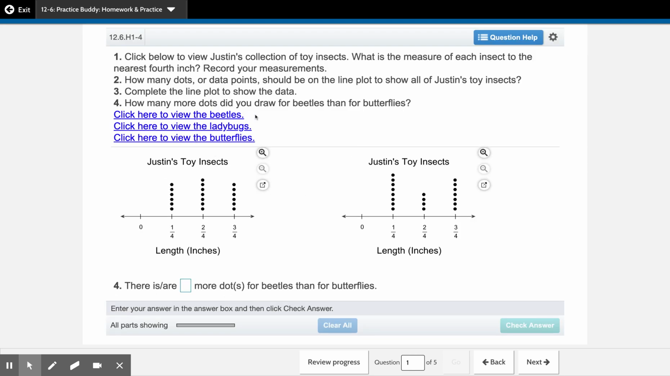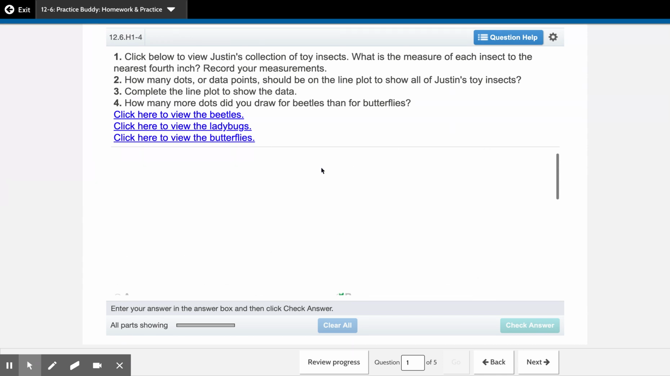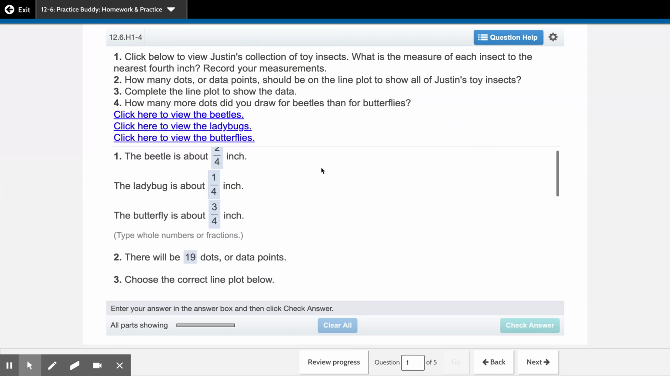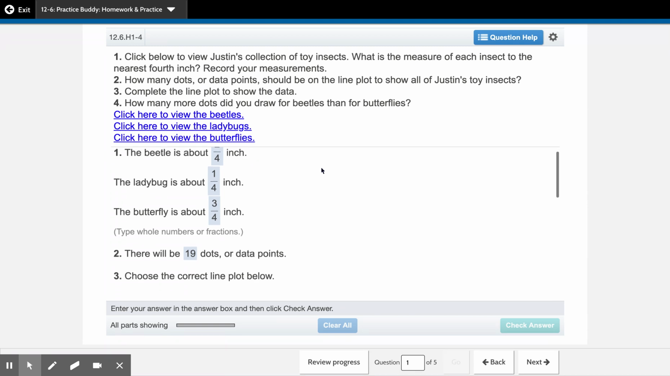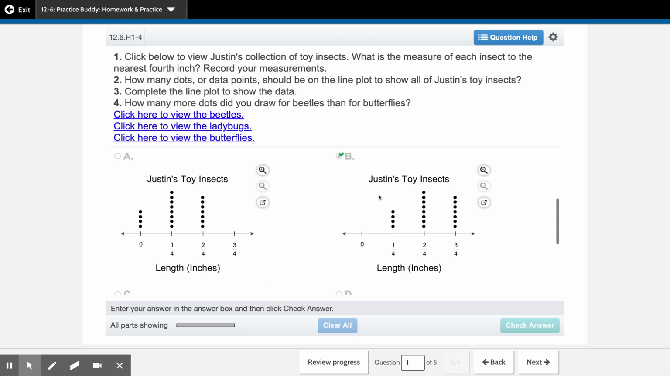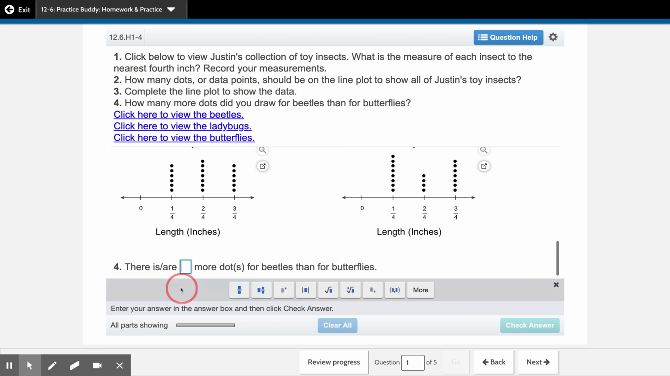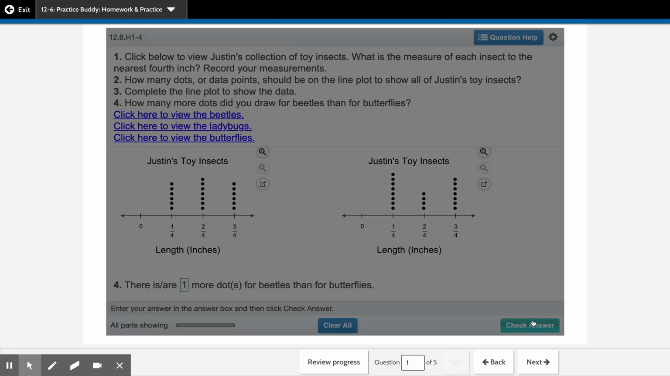And then how many more dots did you draw for beetles than butterflies? So whenever we see how many more, that is a subtraction question. So I'm going to look at the beetles and the butterflies. So the beetles are at 2/4. And the butterflies are at 3/4. So what I'm going to do is I'm going to do my 8 minus 7, which equals 1. So there is 1 more dot for beetles than for butterflies.